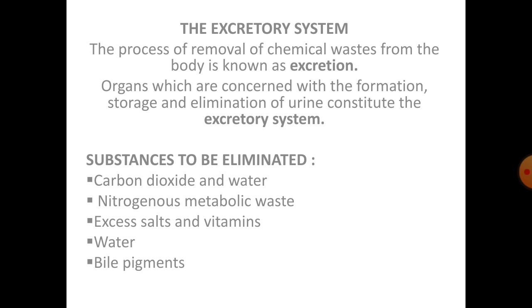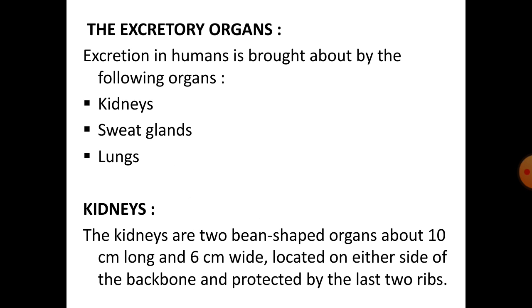Next is bile pigment. These are the breakdown products of the hemoglobin of dead RBCs, and these bile pigments are modified in the intestine. As the bile pigments are modified in the intestine to pigments, the color of the feces is yellowish brown. So these are the things which should be eliminated.